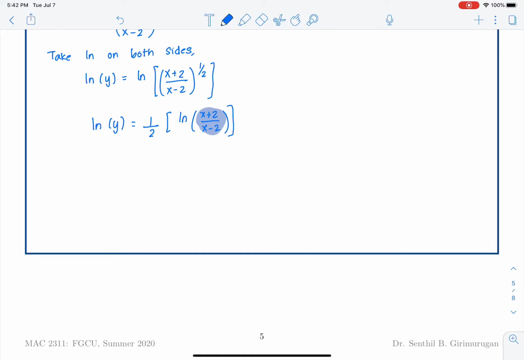So this is where another key property of logarithm comes into play. ln of y is equal to 1/2. If I have ln of x plus 2 divided by x minus 2, I could write it as ln of x plus 2 minus ln of x minus 2.